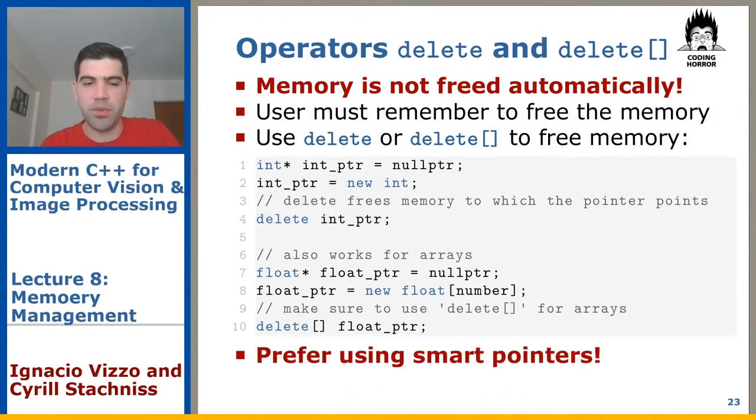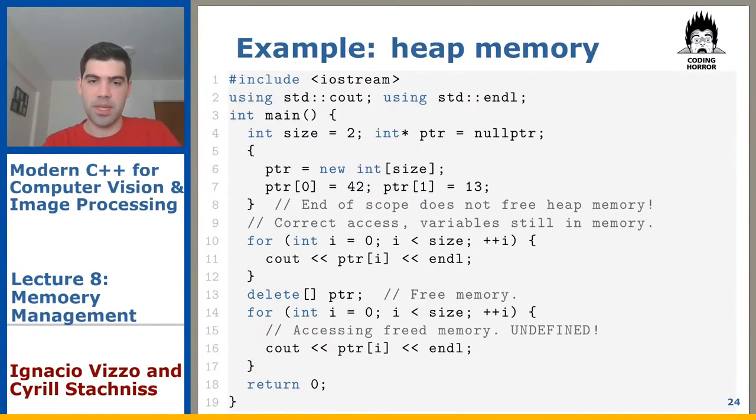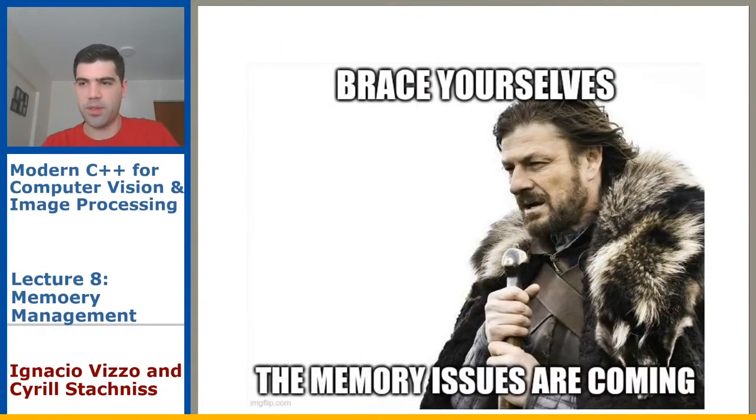The same holds true for arrays. Again, we will see how to deal with this with smart pointers. And then here's a small example on the heap memory. Just try it. Okay, so brace yourself, the memory issues are coming.